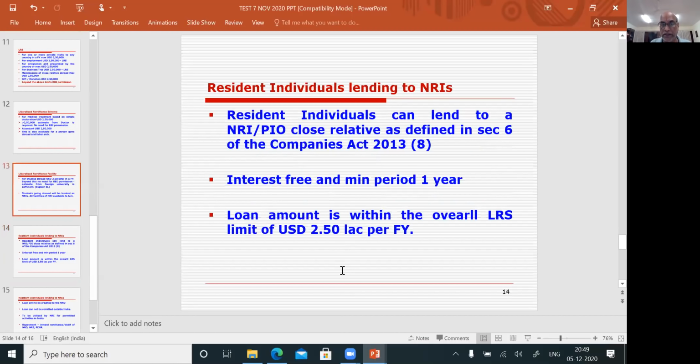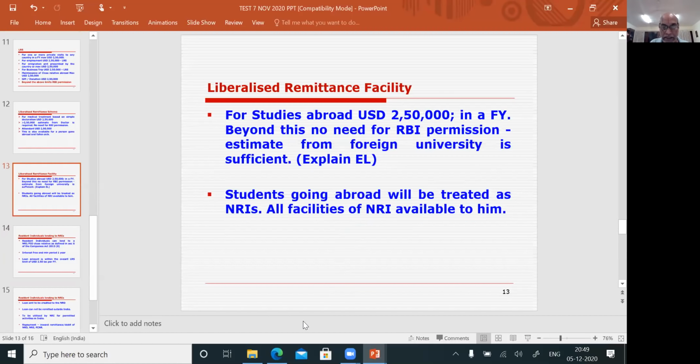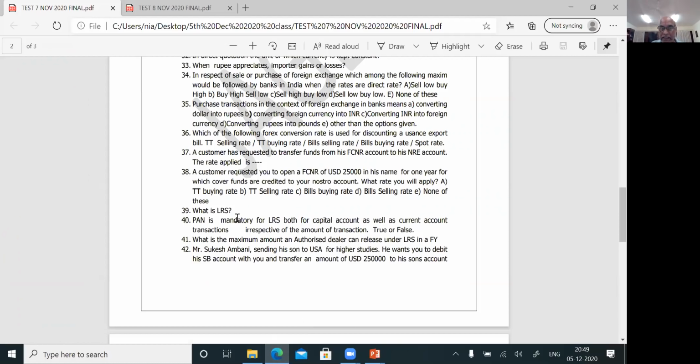Okay, sir. Now let us see the question. Quickly, you have to finish at least this paper today. So what is LRS? Liberalized remittance scheme. Behind the reason for that also I have given to you. Okay. PAN is question number 40. PAN is mandatory for LRS, both for capital account as well as current account transactions, irrespective of the amount of transaction. True. So PAN is a must. Whatever may be the transaction, whatever may be the amount, PAN is a must. Similarly, Form A2 is a must, irrespective of the amount under LRS.